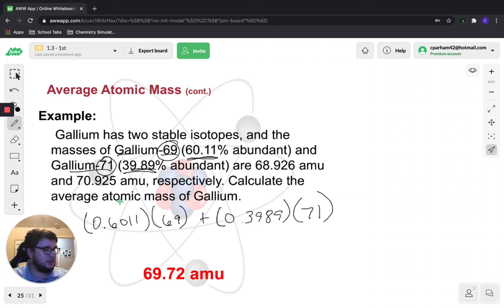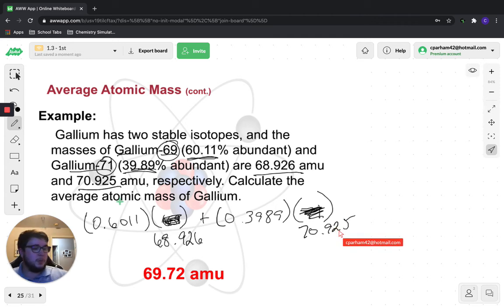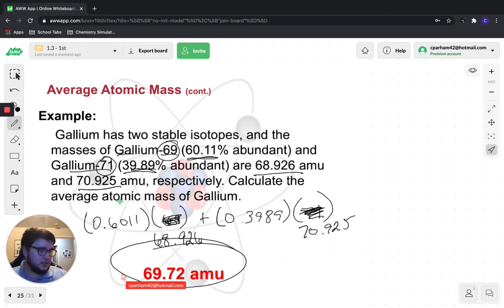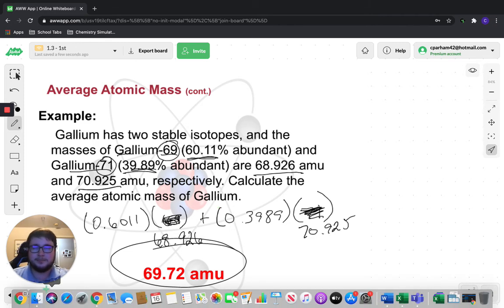Okay, and I actually should have used these for my masses. So instead of 69, it would be 68.926. I'm sorry, I got ahead of myself. And instead of 71, it would actually be 70.925 right there. But once you multiply those numbers together and get answers and then add them, you'll get 69.72 as your final answer. All right, so that's how we do average atomic mass.